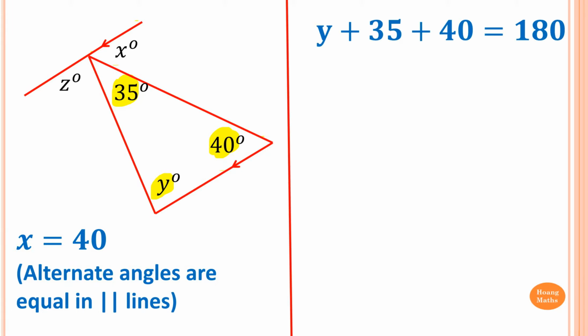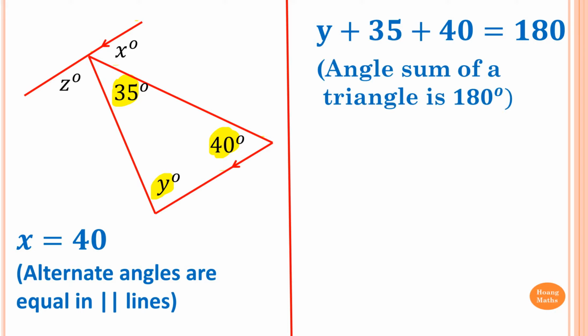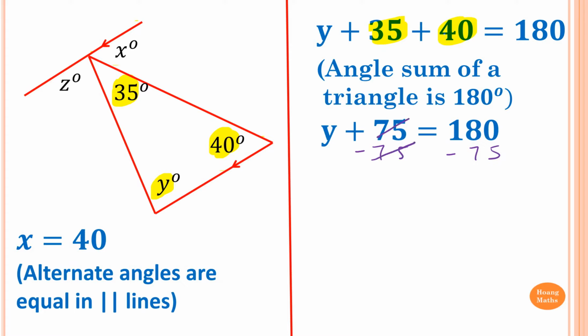Now, to find the value of Y, we know that Y plus 35 plus 40 is equal to 180 because angle sum of a triangle is 180 degrees. So now we know that 35 plus 40 is 75. So Y plus 75 is equal to 180. Now to find Y, we minus 75 on this side and minus 75 on this side as well. So this cancels out. So 180 minus 70 is 110, minus 5 is 105. So therefore, Y is equal to 105.